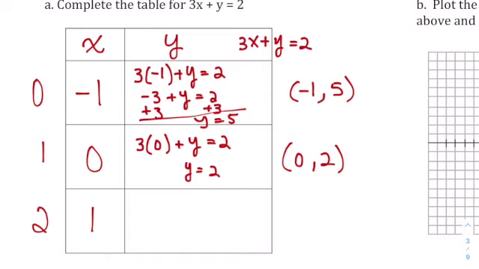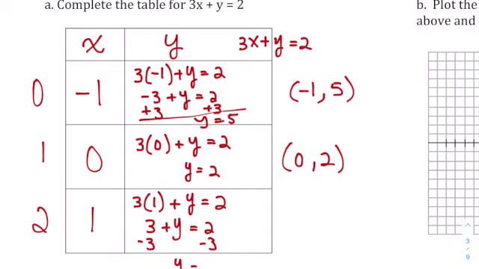And last one, you have 1. So 3 times 1 plus y equals 2. And that's 3 plus y equals 2. Minus 3 on both sides. Your y is equal to -1. So your new point is going to be 1, -1. Okay? So now, Ms. Wiesman, do I need to do 0 and 1 and 2? No, you don't have to. They only want you to do 3 points.